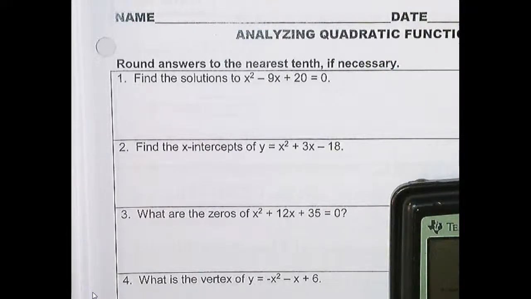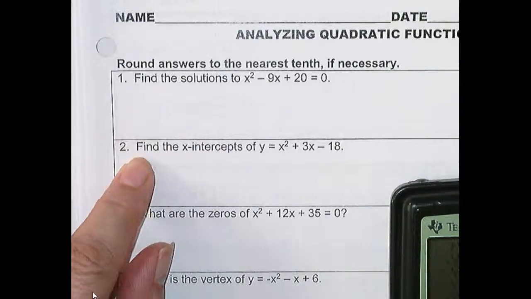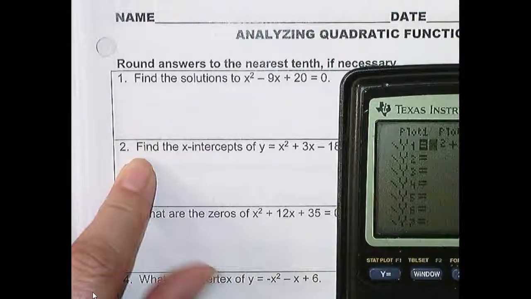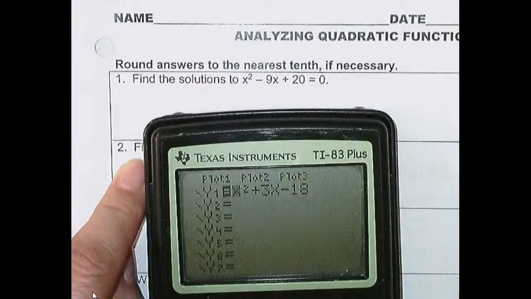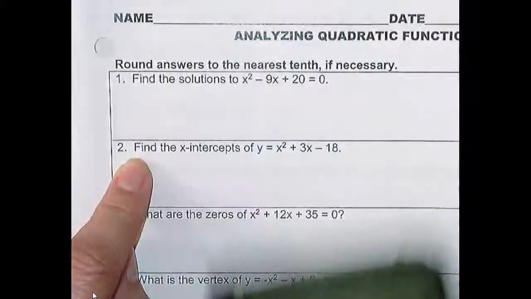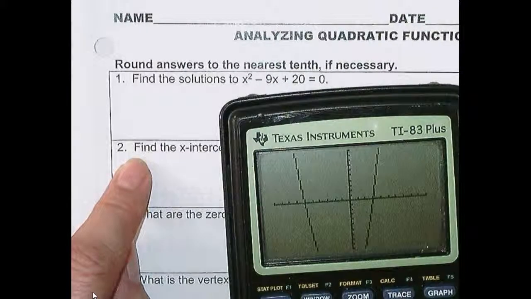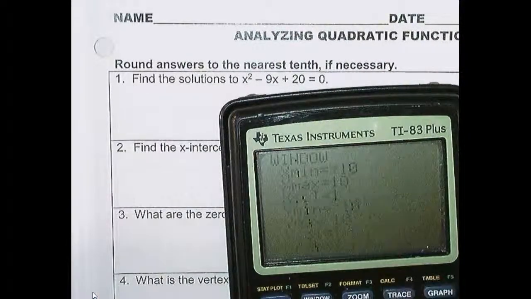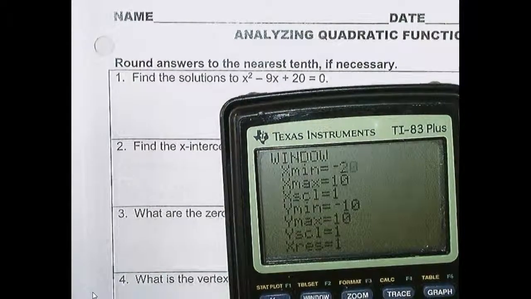Alright, so I typed in question 2. I played with question 1, but I didn't actually like the way it looked. Question 2 looks pretty nice, so I typed it in. I've got my x squared plus 3x minus 18. It looks like that. You're going, wow, that's awful. I know. Check out your window. I'm guessing negative 20 might be nicer.